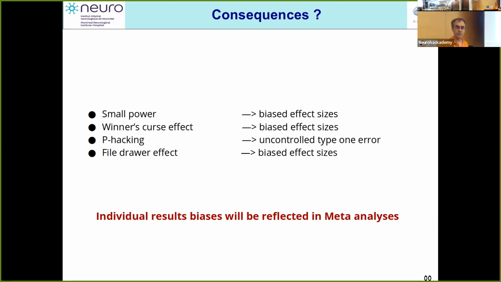Right. So I've talked about small power, which is going to bias the effect size. The winner's curse is also going to inflate effect sizes. The p-hacking, which is problematic for the uncontrolled type 1 error. And the file drawer effect, again, biases the effect sizes in the literature.